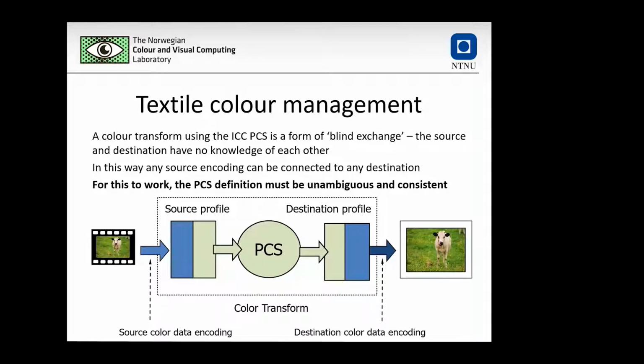And so because of that, the PCS has to be very unambiguously defined in a way that's always consistent, so that once we're in the PCS, we always know exactly what that data is. And the PCS is based on CIE colorimetry. We can have two forms. One is XYZ and the other is CIELAB, but they're of course straightforward to convert between the two without any data loss. So it doesn't matter from a colour measure point of view which of those we choose.